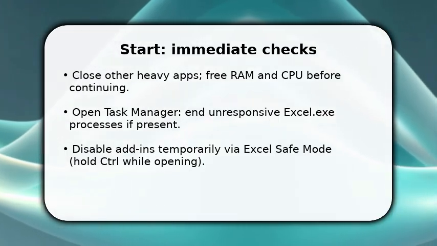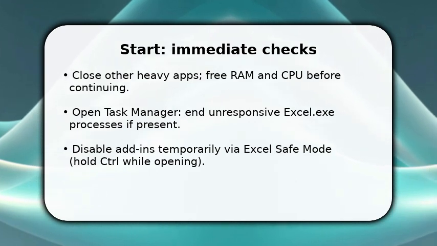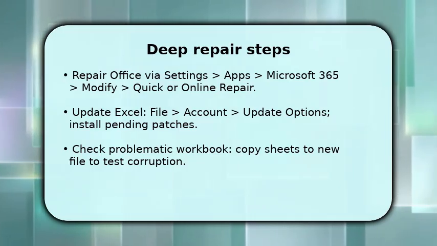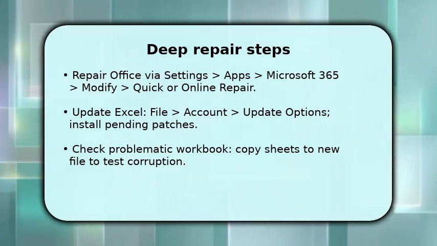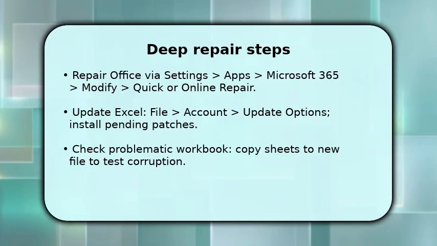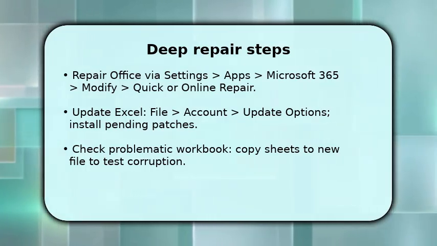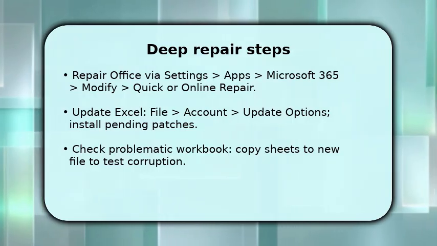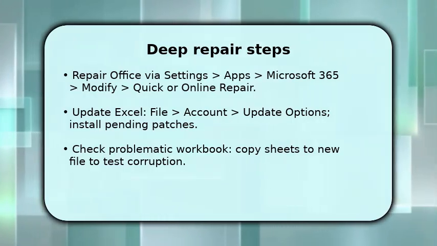This prevents data loss and isolates the problem quickly, so you can now perform deeper repairs because glitches often come from corrupted installation files or workbooks. First, run quick repair, and if that fails, run online repair to replace damaged components. Next, update Excel to the latest build, patches fix known crashes.